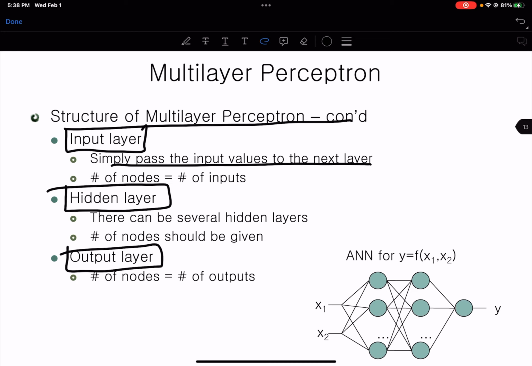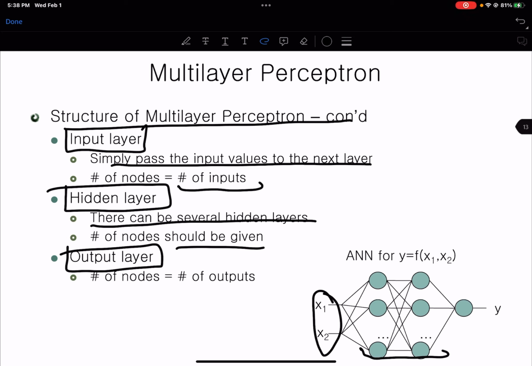So how many nodes should there be at the input? That depends on the given problem. The number of nodes should be equal to the number of inputs. In the hidden layer, we could have multiple hidden layers. Here we have 2 hidden layers in this example. And the number of nodes should be defined. So we have to define a model, and it should have a well-defined number of nodes for the input and the hidden layers.